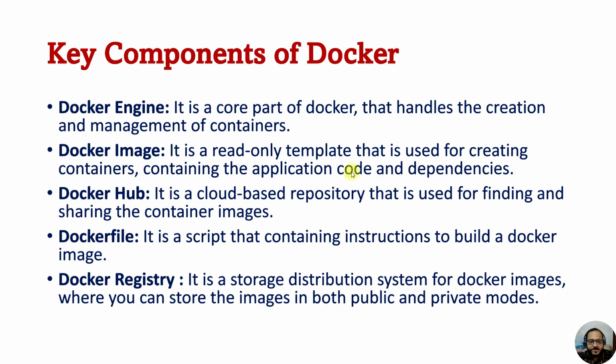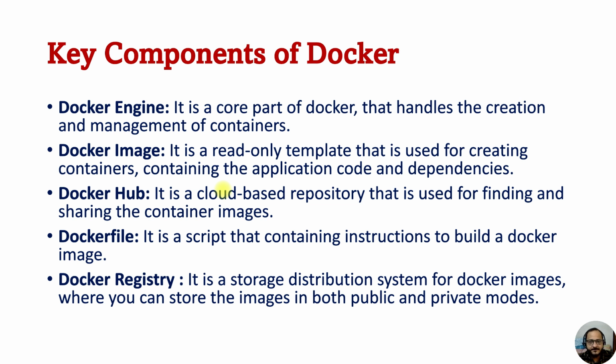Now there are a few key components of Docker. The very first is the Docker engine, which is the core part of Docker that handles all the management tasks for your containers, like creation, building, deletion, running and execution of containers. Another core component is the Docker image. A Docker image is a read-only template that is used to create a container, and it contains the application code and all its dependencies.